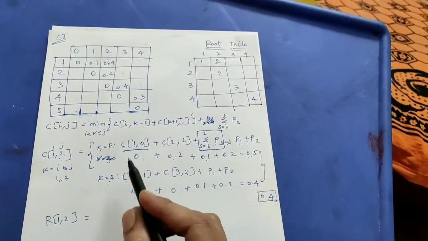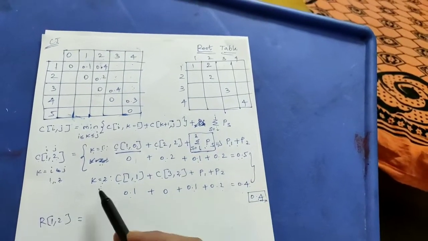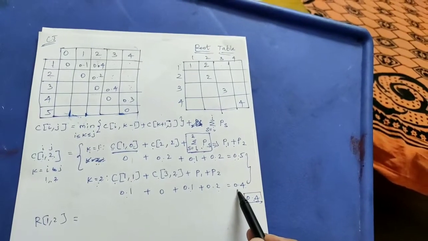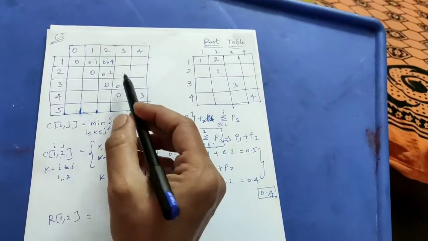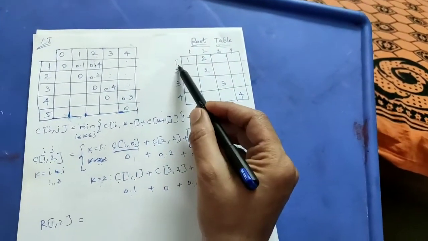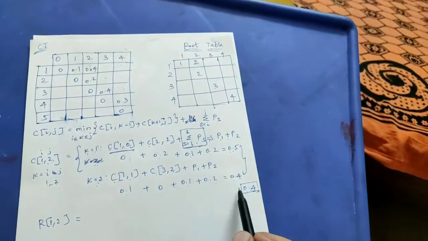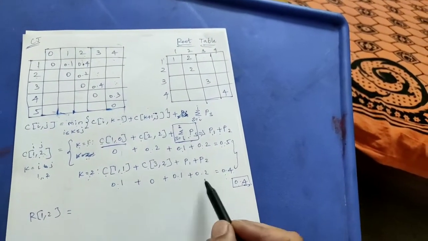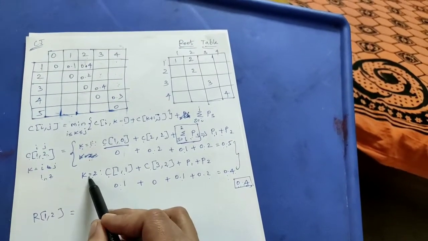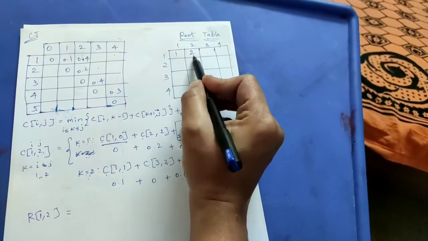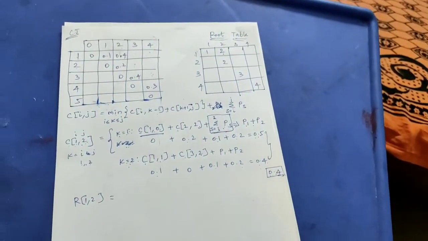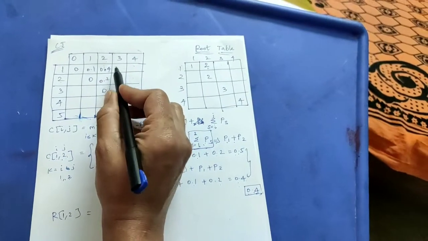See, I have processed this for k is equal to 1. I got 0.5. K is equal to 2, I got 0.4. Out of these two, I have just selected this as a minimum. I have filled this value in the cost table in the location 1, 2. Similarly, go to the root table. In the same location 1, 2, the k value which gave you the minimum value 0.4 should be filled in the root table in the same location 1, 2. I have filled this.